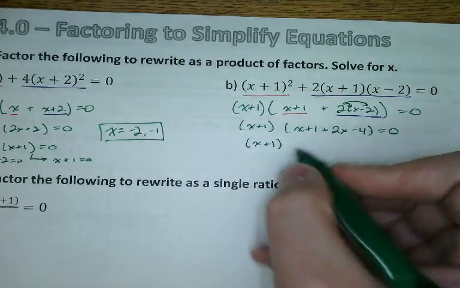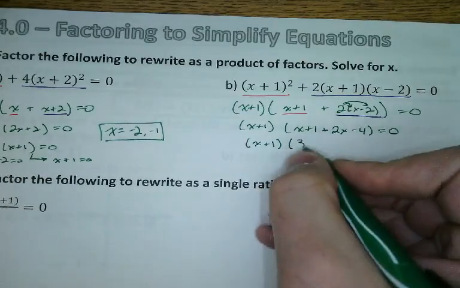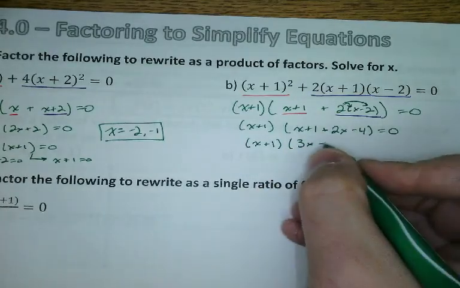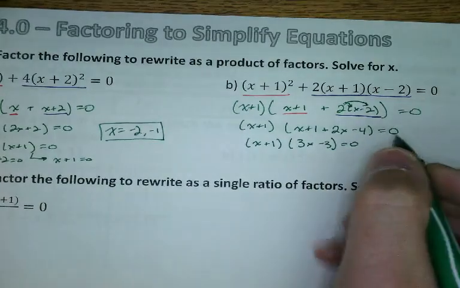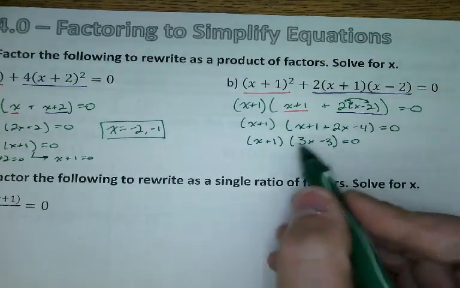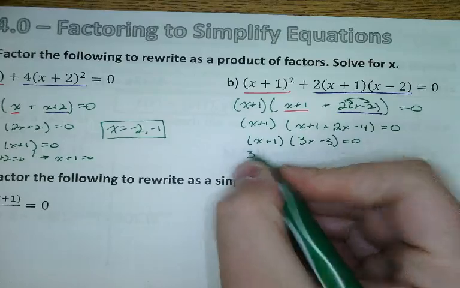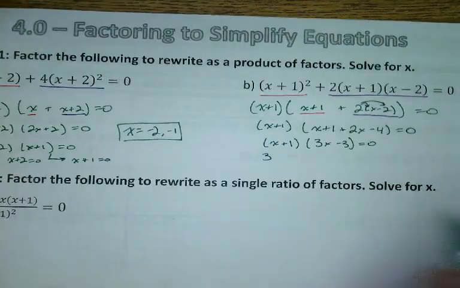How many x's do I have inside this parentheses? 3 x's and then minus 3. Is there any more cleaning up to do here? I can factor out a 3 because it says to factor the following. So I want to factor it as much as I can.